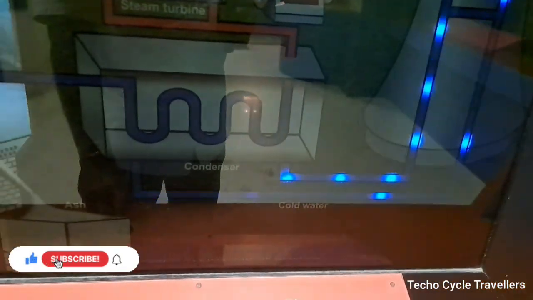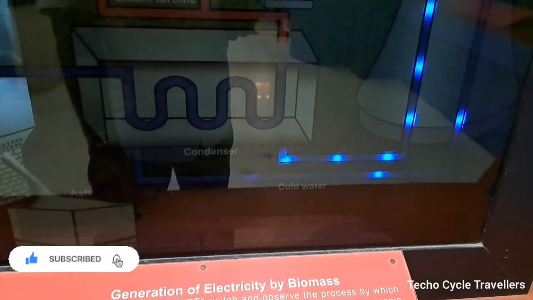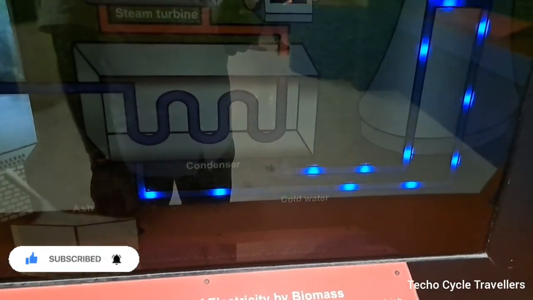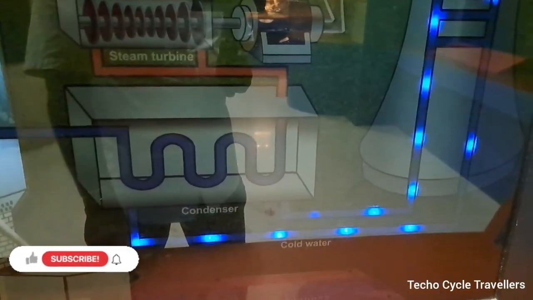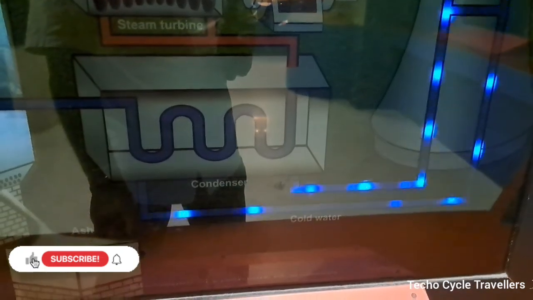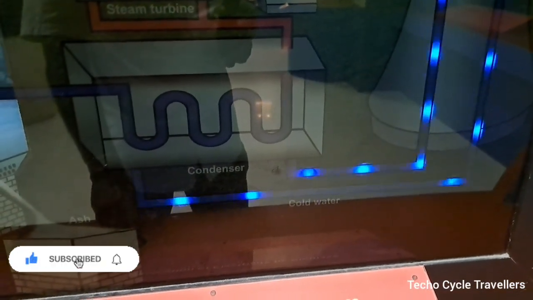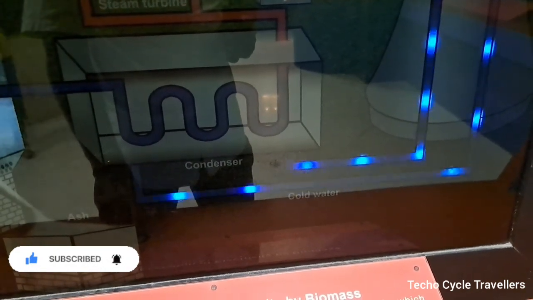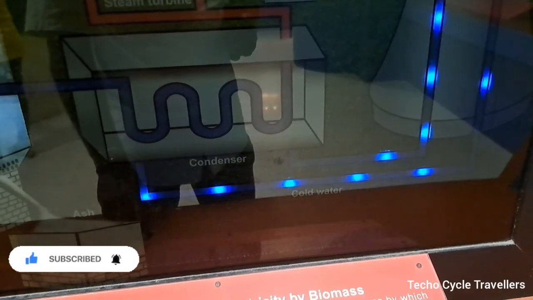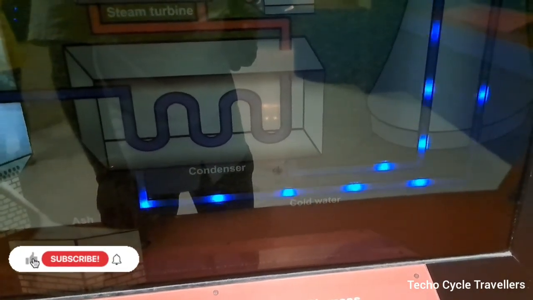Generation of electricity by biomass. Press the start switch and observe the process by which biomass is used to generate electricity. Biomass is any organic matter that can be used as an energy source. Organic is anything that is alive or was once alive a short time ago. Organic materials are renewable energy sources like trees, plants, animal waste.